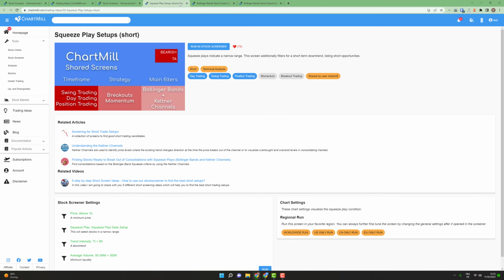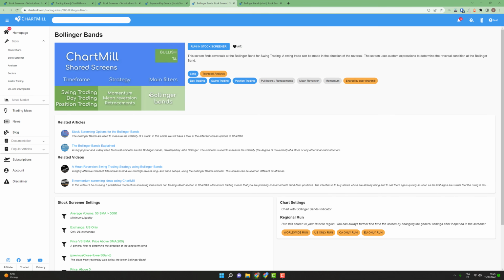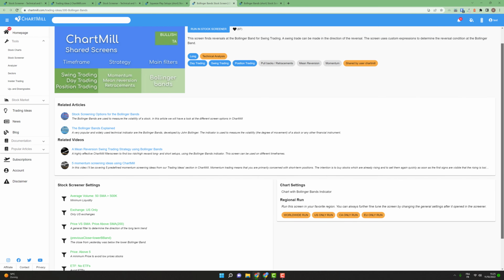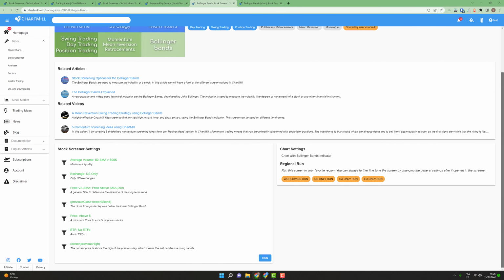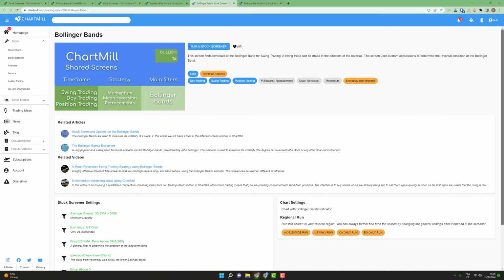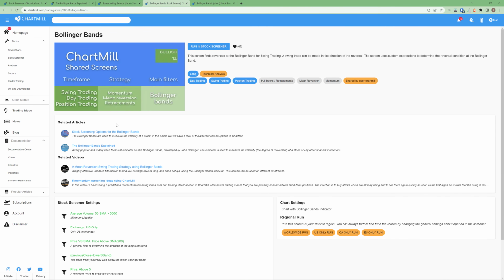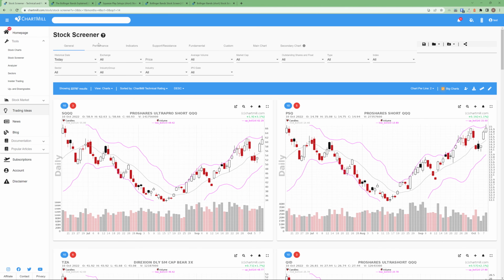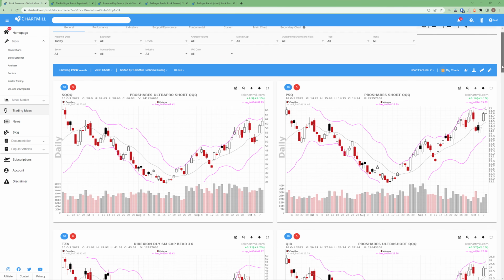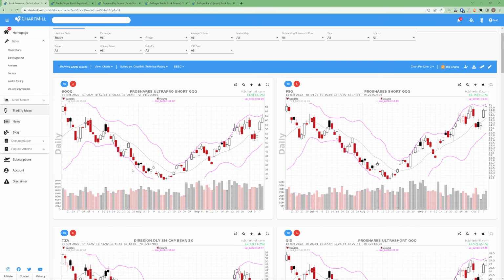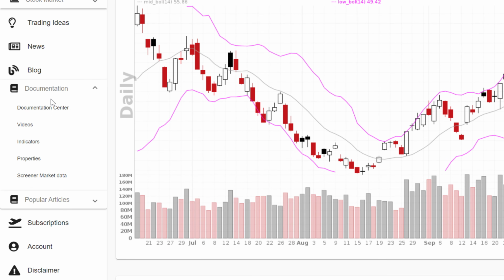And there is also a mean reversion screen available that searches for reversal points based on the Bollinger Bands indicator. Again, you can find more information on the documentation page of the specific trading idea, and from here you can run the screen in the stock screener. As you have undoubtedly noticed, the Bollinger Bands indicator is a very versatile indicator that can be used for multiple strategies. All the info covered in this video can be found in our documentation section of the website.